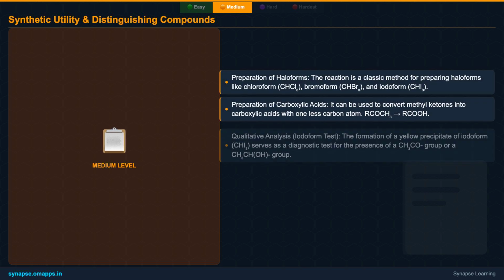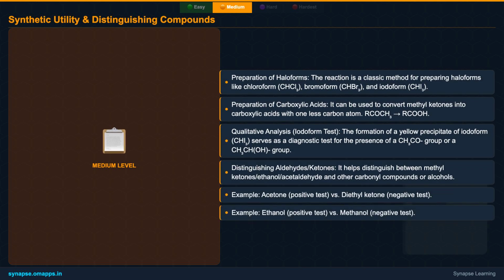Beyond being a cool reaction, the haloform reaction has significant uses. It's a classic method for preparing haloforms like chloroform, bromoform, and iodoform. More importantly, it can be used synthetically to convert methyl ketones into carboxylic acids, effectively shortening the carbon chain by one atom. This is a valuable transformation in organic synthesis. And of course, its most famous application is in qualitative analysis. The iodoform test, specifically, is a diagnostic chemical test.